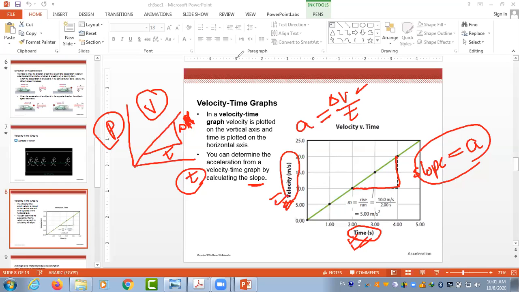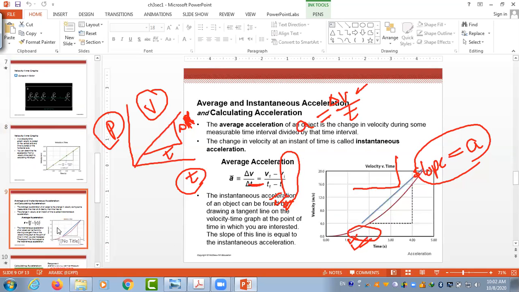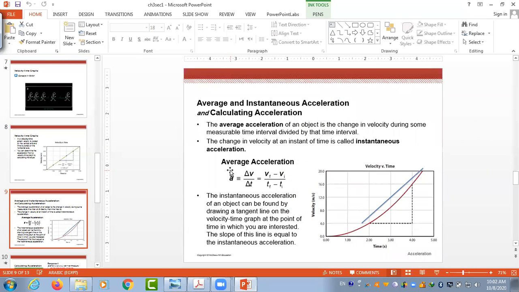Okay, this is another point for acceleration. You feel that it is the same thing we did in the previous lessons, we did here for acceleration. Here you can see the average acceleration, as we said, is the change in velocity, Vf minus Vi, over the time interval, Tf minus Ti, but in general we give you the time interval as one number. Okay. So what is the average acceleration of an object? It is the change in velocity during some measurable time interval divided by the time interval.